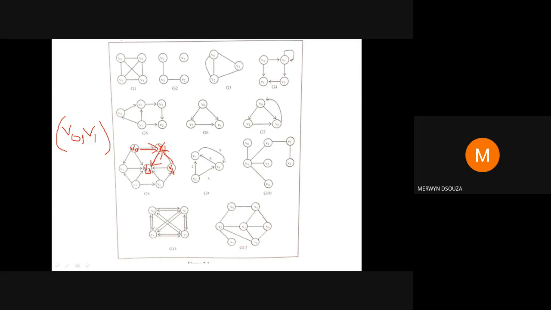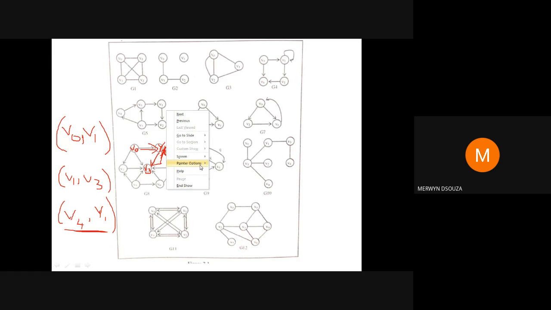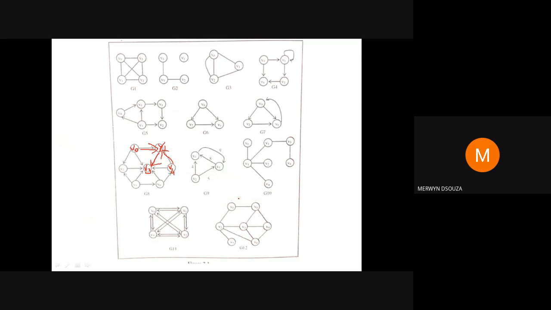Second edge is going from V1 to V3. So the name of that edge will be V1, V3. Okay. Third edge is going from V4 to V1. So the naming has to be correct: V4, V1. So these are the three edges and these are the names from where it starts to where it goes, the direction. That's why the name will be like this. I cannot name this as V1 comma V4 because the direction of the arrow is like this. Okay, so these are your incident edges on vertex V1.